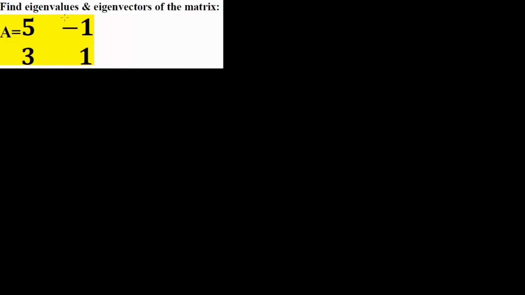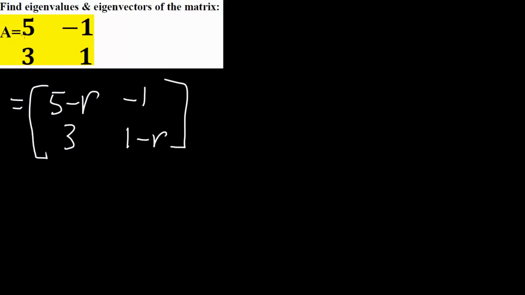Okay, in this video, we will find eigenvalues and eigenvectors of the given matrix. To determine the eigenvalues, we do 5 minus r, and then 1 minus r on the diagonal, while the 3 and the negative 1 remain the same. So this is 5 minus r, this is 1 minus r, and these two we keep the same. And we say that this is equal to 0.